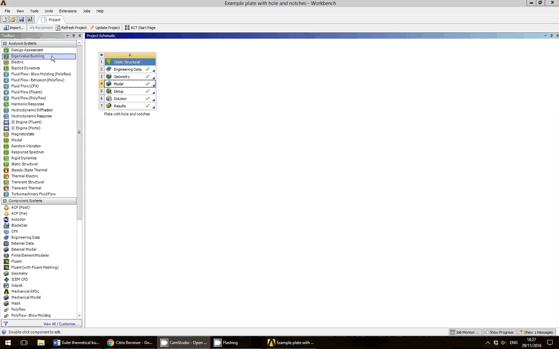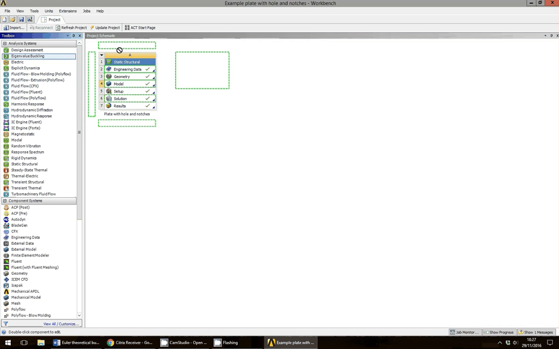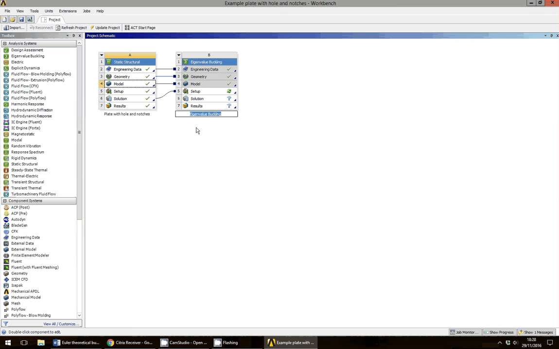Okay, so we can drag this on top of the project we've done. Now there are various options as you go to drag it. You can create a standalone system, but if you come over the existing project, you can share the engineering data, also share the geometry, also share the model, not the setup, and then transfer the solution. This is how it's termed to do that.